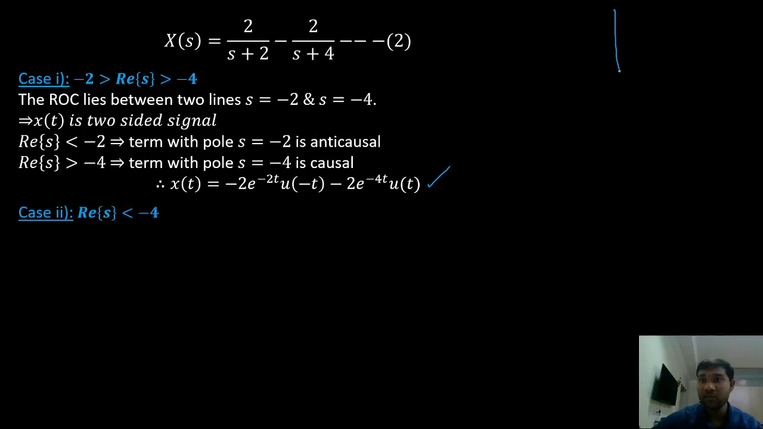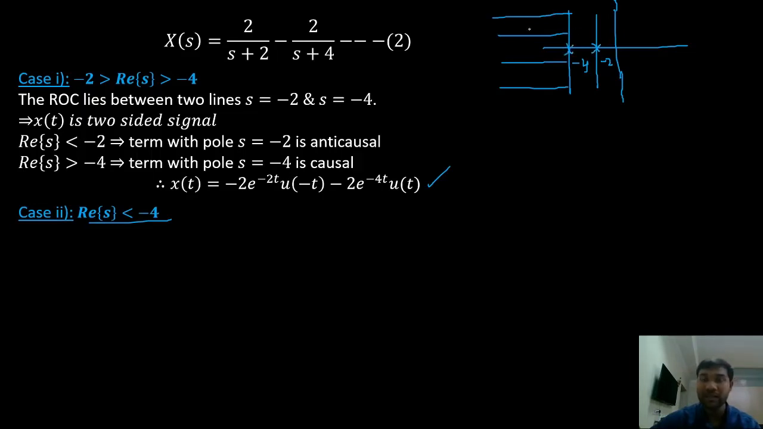In the second case, what is given? My ROC is less than minus 4, somewhere like this. So if my ROC is left of the leftmost pole, I have two poles, at minus 4 and minus 2. If my ROC is less than the leftmost pole, or if the ROC is left of the leftmost pole, what can I say?